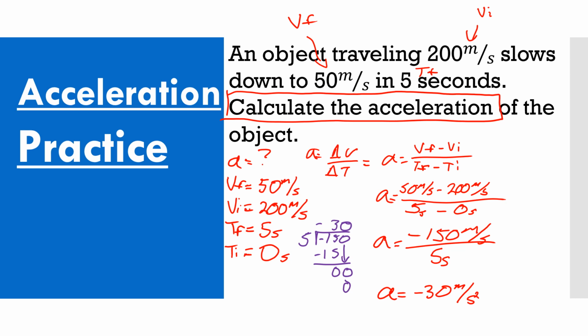Once again, squared because we have 2 units of time. Because it's a negative number, that means it is slowing down. But it's still acceleration. A lot of times, like I said, we'll call this deceleration, but it's still acceleration.